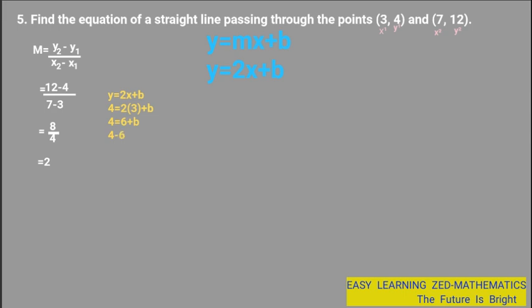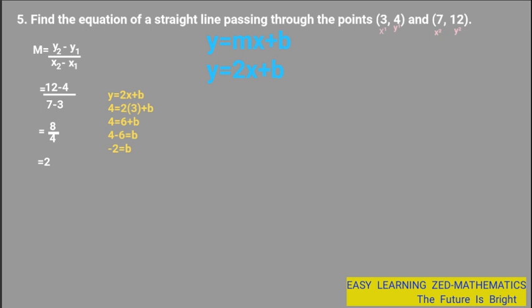Now here you can say the 6 is crossing the equal sign, or you can say the additive inverse of 6, which is minus 6, is equal to b. Then when you work out 4 minus 6, it will give us negative 2, which is equal to b. So the value of b is negative 2. That is the intercept in that scenario.